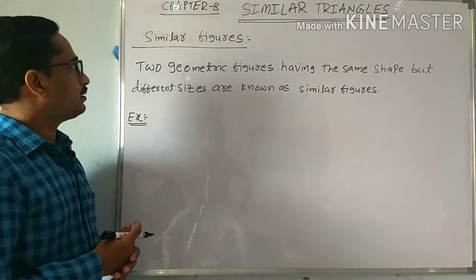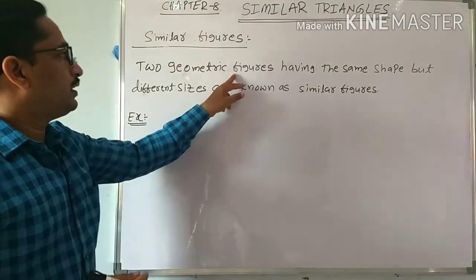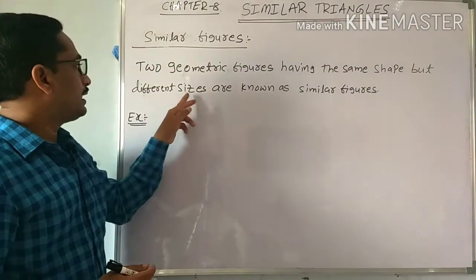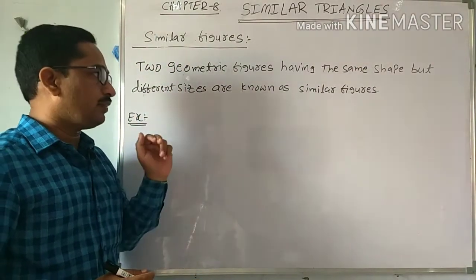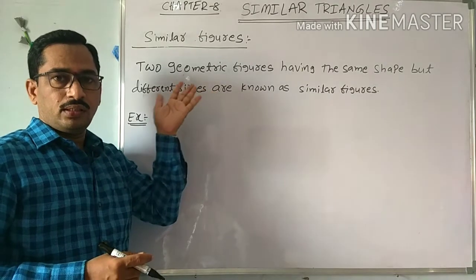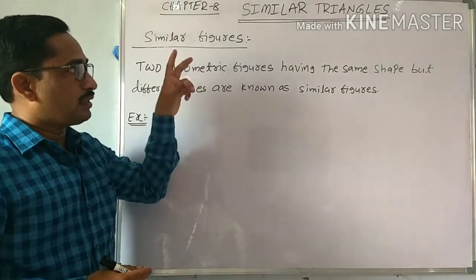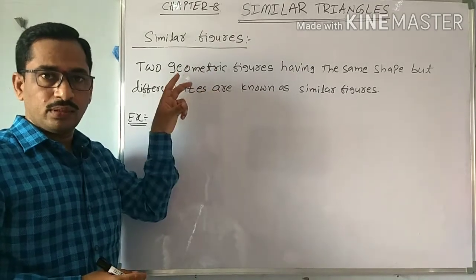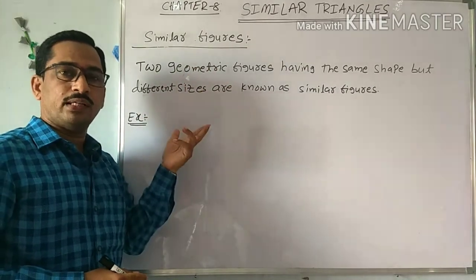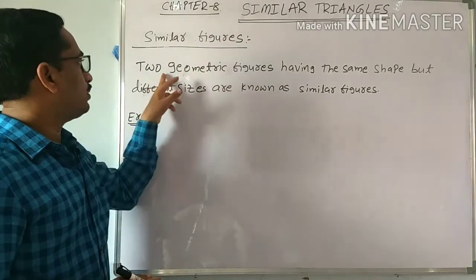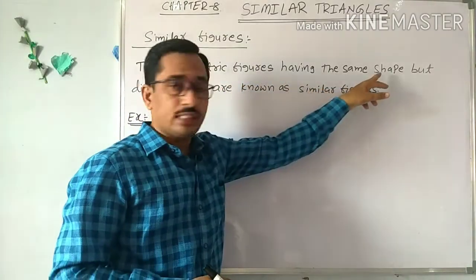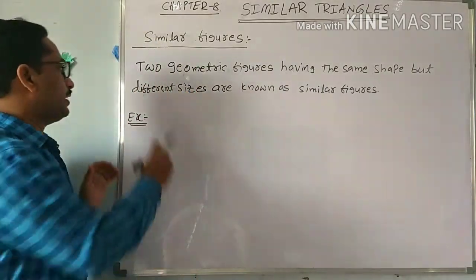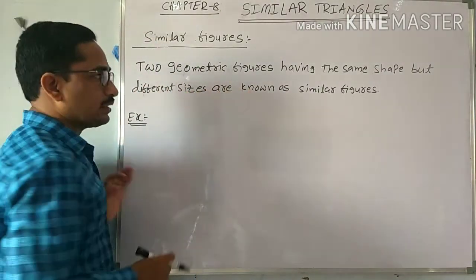Now the similar figures definition. 2 geometric figures having the same shape but different sizes are known as similar figures. We already observed in the images that the houses are in the same shape but the sizes are different. The table, same shape, sizes are different. The car also, same shape, sizes are different. Means the shape is the same, the appearance is the same, but the sizes are different. Different sizes are known as similar figures.